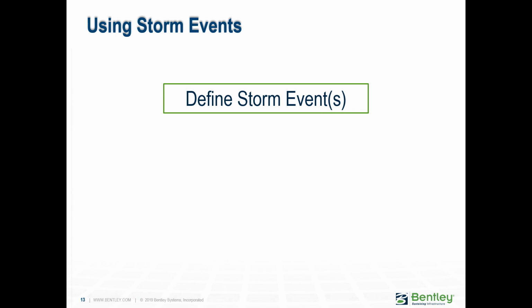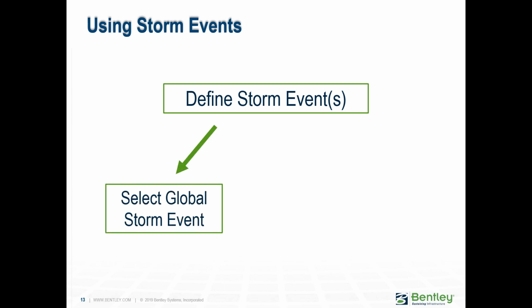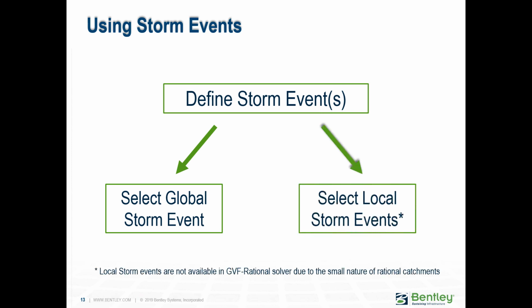Just entering a storm event doesn't tell the model which one you use for a run. So after defining your precipitation, the next step is to define the storm event that you need to use. You can set a global storm event or even a local storm event.